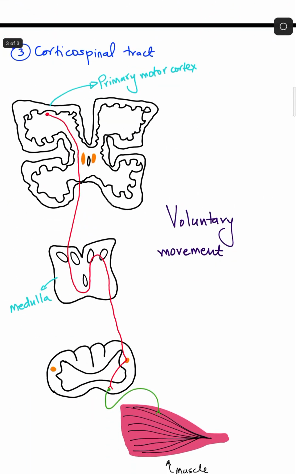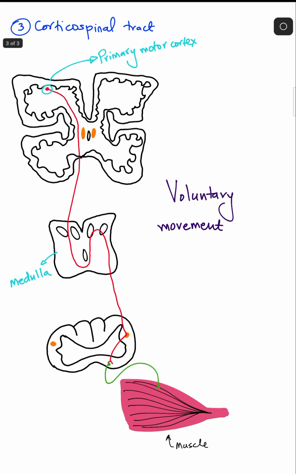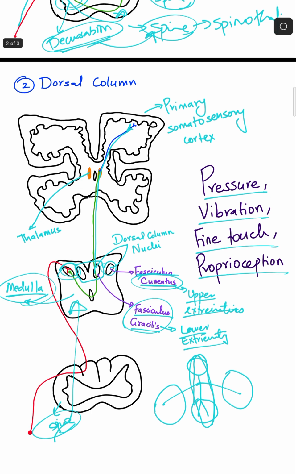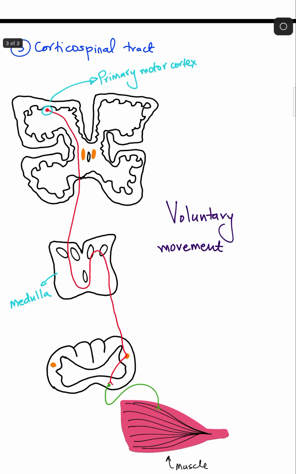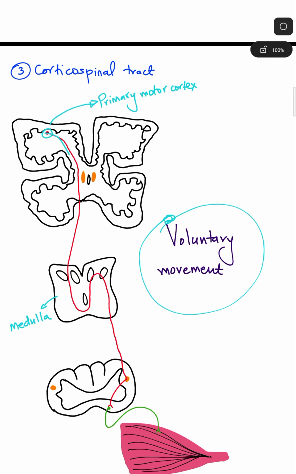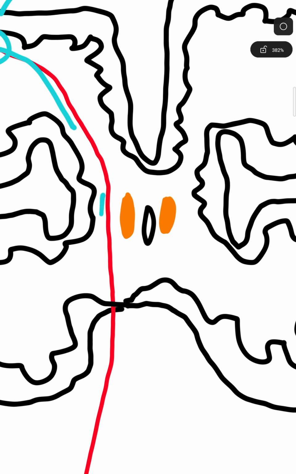Now, for the last tract, the corticospinal tract, this one starts from the motor cortex. In the previous two tracts, we are bringing sensory information from the body into the brain. But here, we are responsible for voluntary movement. So in order for movement to occur, the command needs to come from the brain. So it starts from the motor cortex, right? And it goes through the internal capsule.